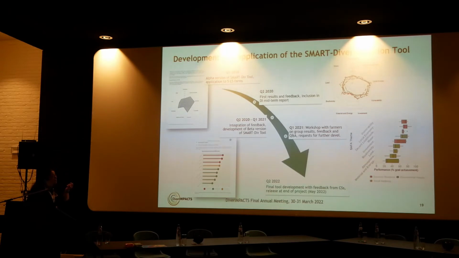And it was the beta version. So the first calculation was made with the beta version, and there was a workshop with farmers on group results, feedback, and requests for further development. So at the end, with these exchanges, it was a co-conception of the tool. There was a final tool that will be released during 2020.